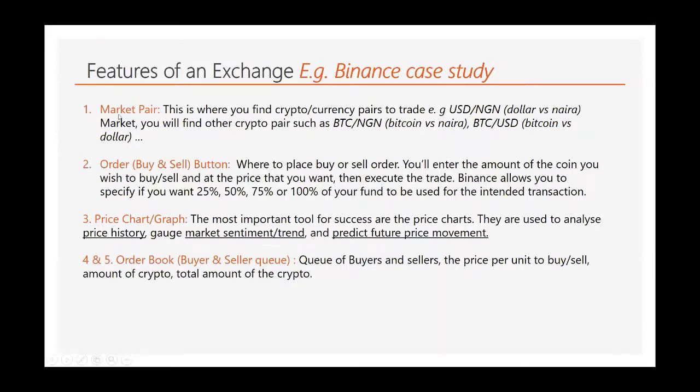So I place these features of an exchange in order of importance. Number one is the market pair. What is a market pair? Sometimes they call it a market. This is where you find cryptocurrencies, or currencies for forex traders, currency pairs, e.g. USD/Naira. We're familiar with the normal bureau de change. Maybe you want to buy dollars, you exchange your Naira for dollars. Those currencies are quoted in what we call a currency pair, like this, USD/Naira.